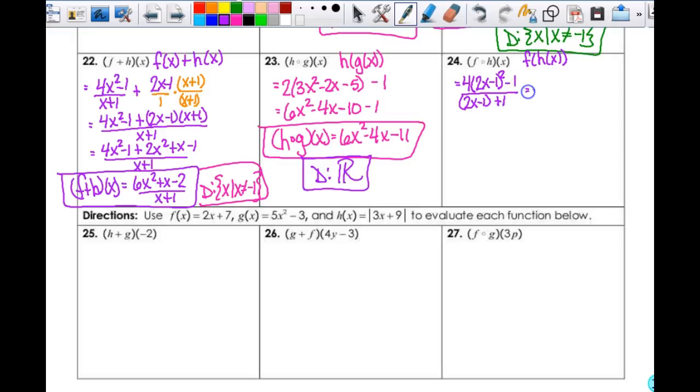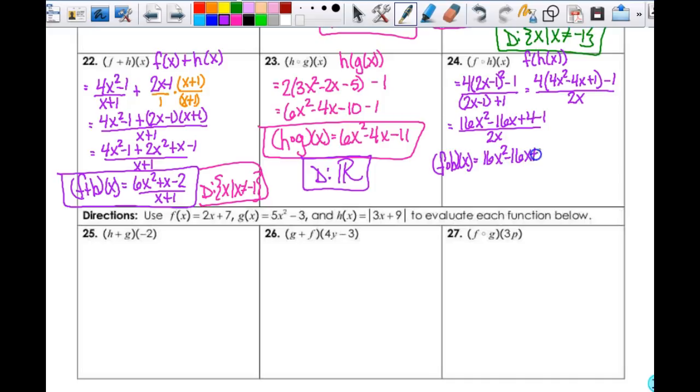So that means that equals 4 times, and when I square this out, this is going to give me 4x squared minus 4x plus 1, minus 1, over, and then that 2x minus 1 plus 1 is just 2x. When I distribute in the numerator, I'm going to get 16x squared minus 16x plus 4 minus 1 all over 2x. So then f of h of x equals 16x squared minus 16x plus 3 all over 2x.